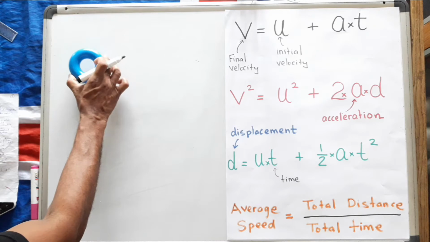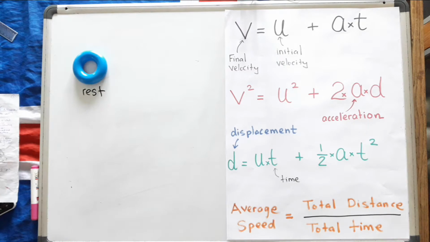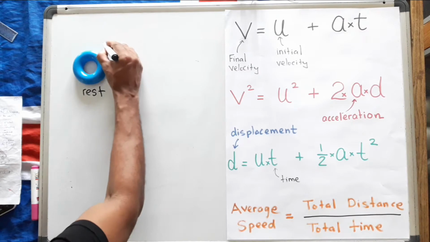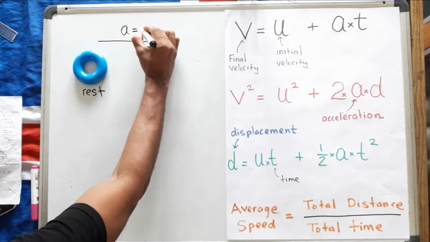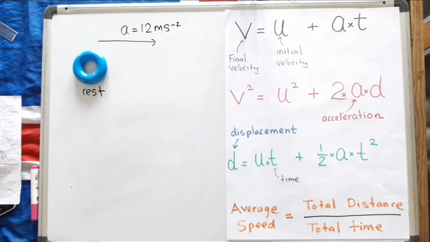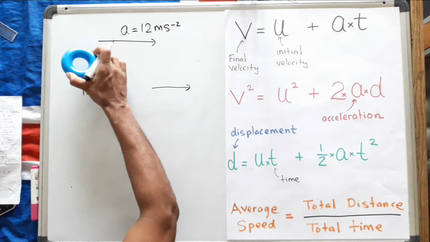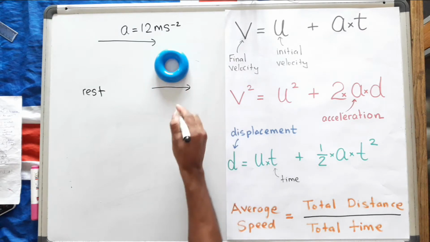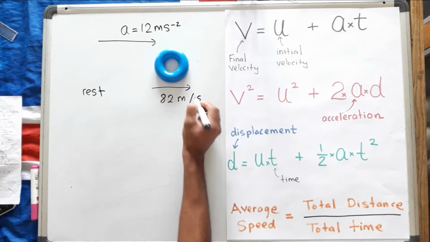So this is just floating in the ocean, not moving, it's just staying in one place. Then a wave hits it, and it causes it to accelerate. Let's say the acceleration is 12 meters per second squared. So in this one, we actually know the acceleration. Because of the acceleration, it made the lifebuoy speed up. So let's say the wave hits it, and it speeds up to a velocity of 82 meters per second.